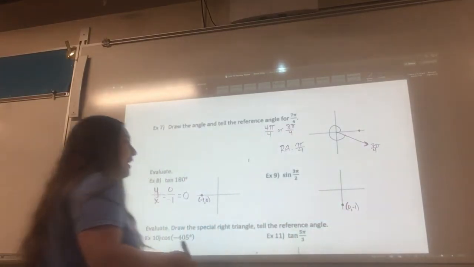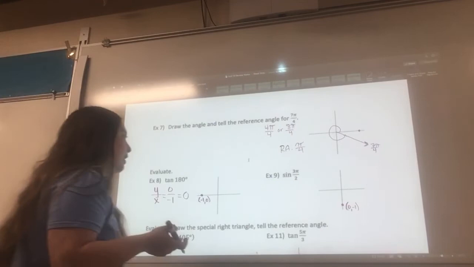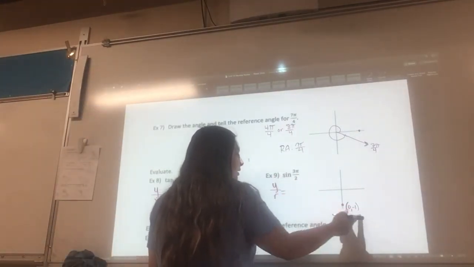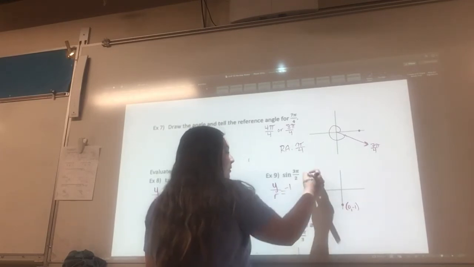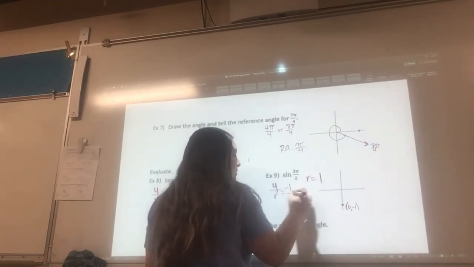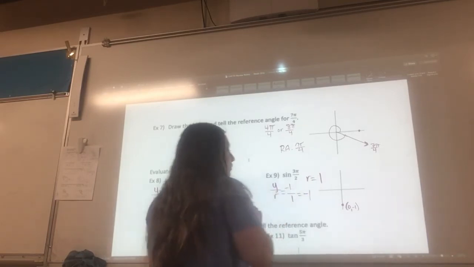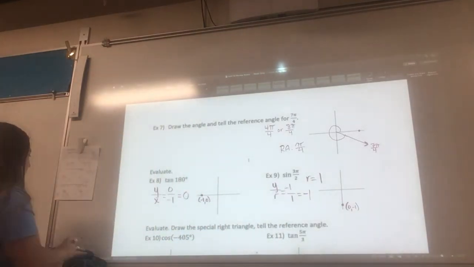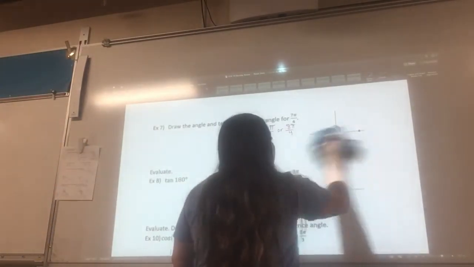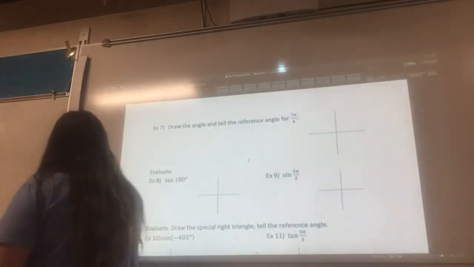We need to remember what sine is. Sine is y over r. So we take our y, which is negative 1, and remember our r is always 1, so we divide by 1. So negative 1 divided by 1 is negative 1. Just 2 more quick examples and you are off to the races with your Unit 10 review.